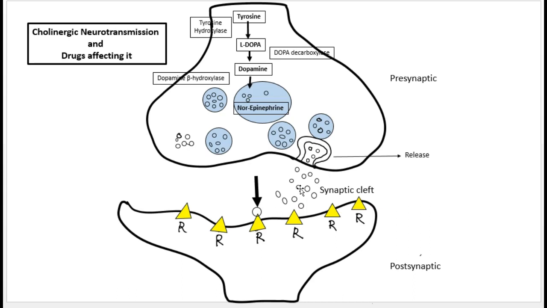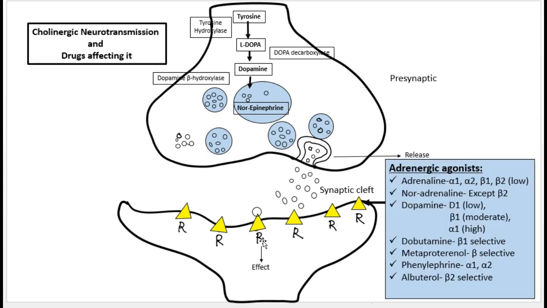Now once the neurotransmitter is released into the synaptic cleft, it goes and binds to the receptor, and once it binds to the receptor, it should give the effect. For example, when norepinephrine binds to beta-1 receptors in the heart, it causes increased force of contraction, increase in heart rate, and increase in conduction. The drugs which stimulate these sympathetic receptors or adrenergic receptors are called adrenergic agonists.